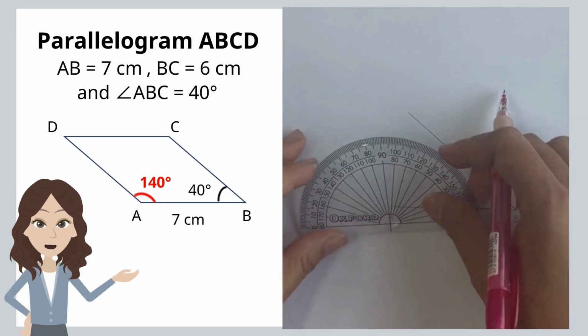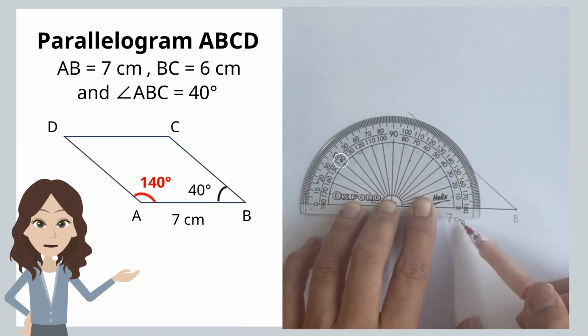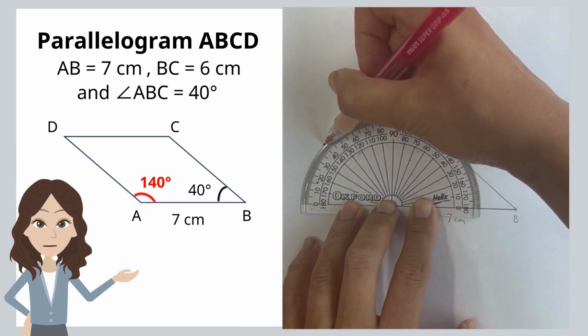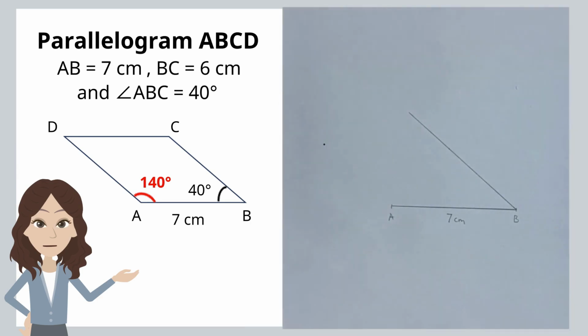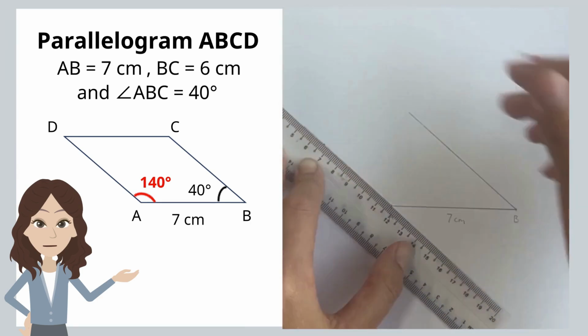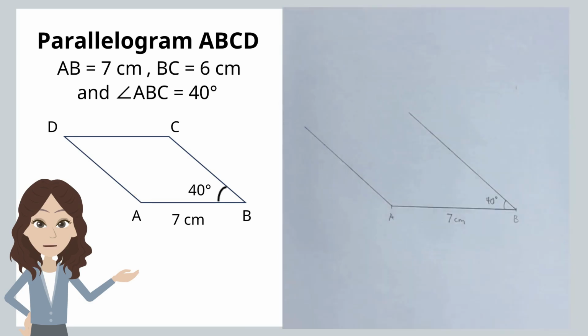Now, we repeat the same steps to draw angle BAD to be 140 degrees using a protractor. Remember to label angle ABC. Step 3. Draw line BC, which is 6 centimeters.